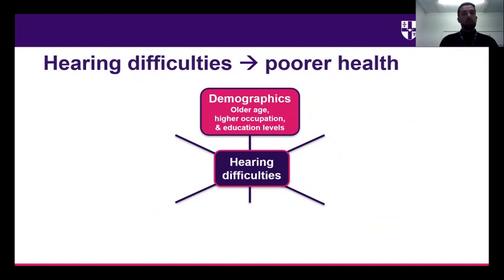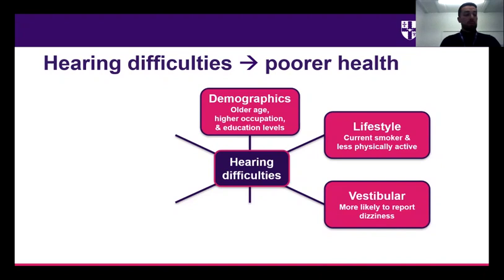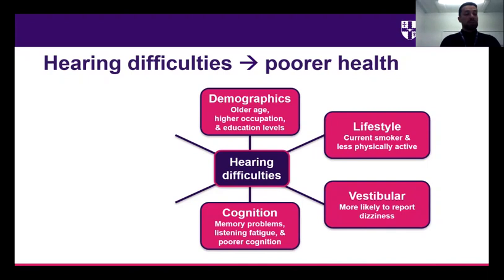We also found that there were some lifestyle factors associated with greater hearing loss, including being a current smoker and also, interestingly, being less physically active. Individuals with hearing difficulties were more likely to report dizziness, and they were also more likely to report memory problems and listening fatigue, as well as perform more poorly on some of our measures of cognition that I showed you earlier.